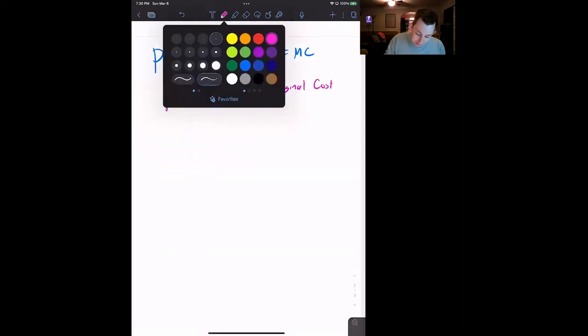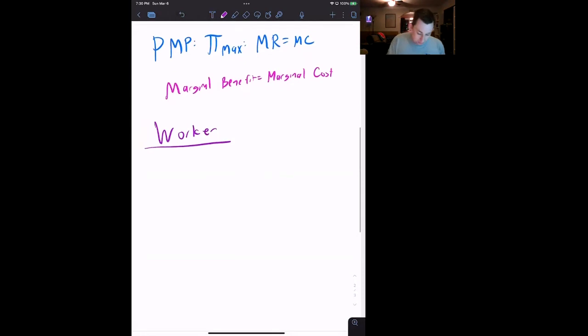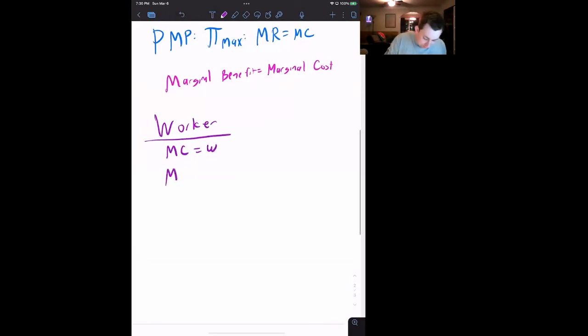So now let's think about a worker, and the worker's marginal benefit and marginal cost. Well, we know that the marginal cost is just equal to the wage. That's whatever we're going to pay him. What is the marginal benefit? What do I get when I hire a worker? Well, I definitely get the price that I'm selling whatever I'm making for.